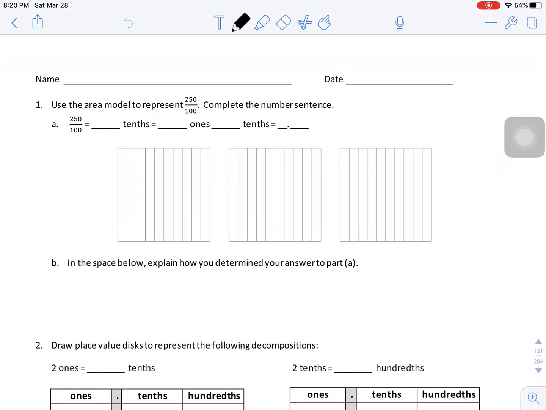Here on this problem set, you're going to be doing homework, but on this problem set, it has me changing the hundredths into tenths, and then into ones and tenths, and then into a decimal. So here you would just have to cut these into hundredths, and then color in 250 of them, count how many tenths, so you're composing. Maybe thinking of it as division.